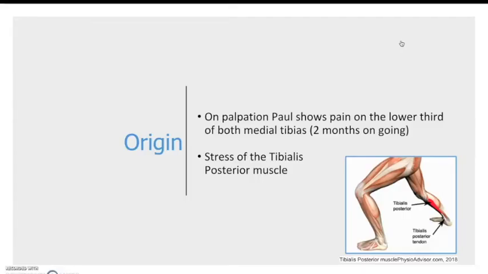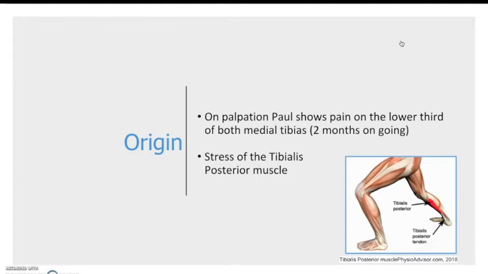So what is the origin of the patient's complaint? Paul complains of pain on palpation of the lower third of the medial tibia, which has been present for over 2 months. After conducting multiple biomechanical assessments, it is established that Paul has pronated feet because of the mechanics of the foot along with the posterior leg muscles.